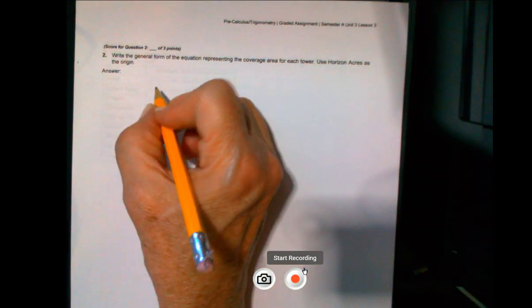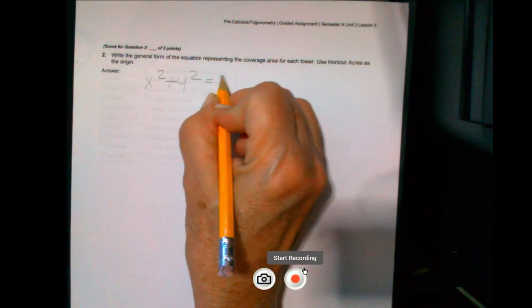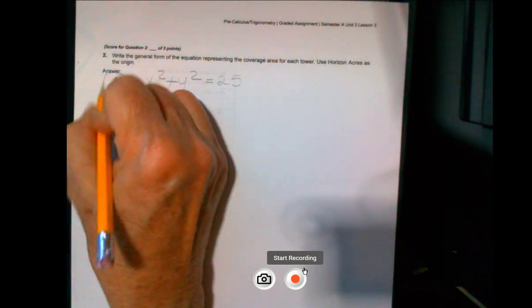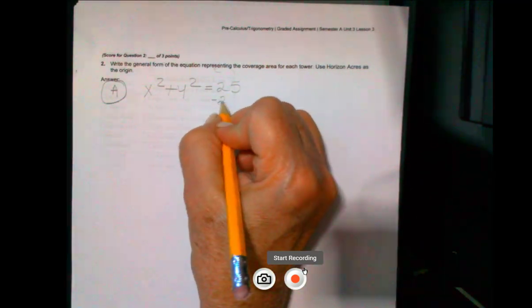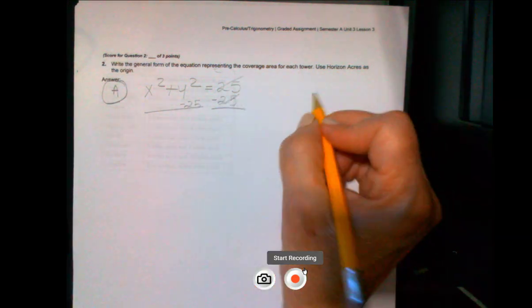All right, so we're going to move on to page 2. Page 2 says write the general equation representing the coverage area for each tower. So I wanted to give myself plenty of room. And I'll take that first equation, x squared plus y squared equals 25. Go back to question 1 and pick up that standard form of the equation, and then just FOIL everything out, expand everything, move everything over to the left. So on this one, all I have to do is subtract 25 from both sides. And so I have 0 on the right.